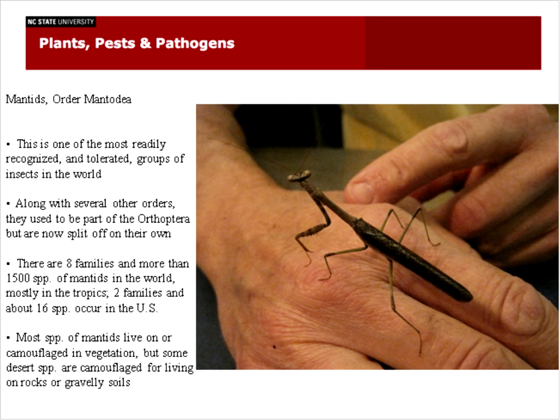Now, when I grew up in New York State as a kid, we didn't have any mantids that were native that far north, but we did have one species, the European mantid, which was common around the fields where I grew up. Probably now the Chinese mantid has spread into the area, and if I went back there now, I could probably find some of them. Most species of mantids seem to be well camouflaged for hiding in or among vegetation, but there are some desert species, for example, which are camouflaged for living on rocks or gravelly soils. They're usually wingless, they can run rather fast, and they blend in very well.